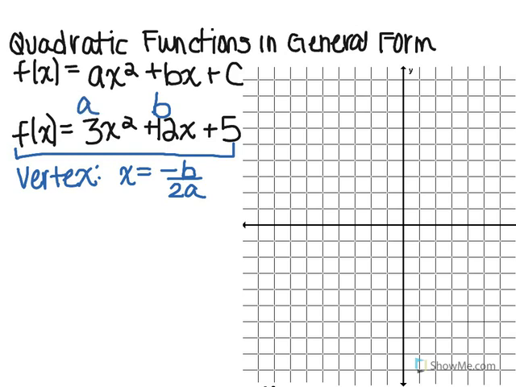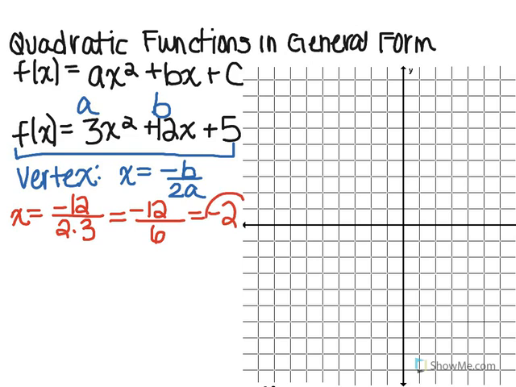If we calculate that, we would have x is equal to negative 12 divided by 2 times a, which is 3. So that gives us negative 12 over 6, which is equal to negative 2. So this is the x value for our vertex. I'm going to write the vertex down here. So we have negative 2, comma. Now we just need to figure out the y value.